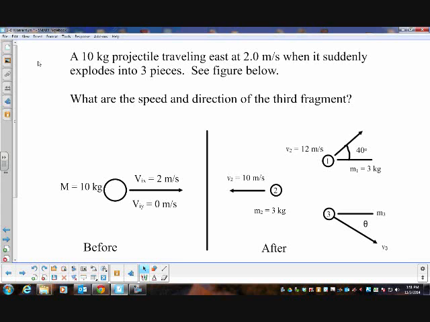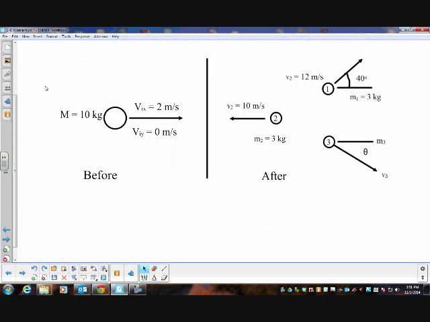And so we have some before information. We have a little bit of after. On the third fragment, we don't know its mass, angle, or velocity. That's all the stuff we want to figure out. Well, the mass is pretty easy. I think it's safe to say conservation of mass, if we begin with 10 kilograms. Here's 3, here's 3, so this mass must be 4 kilograms. And so I'm 1/3 done.